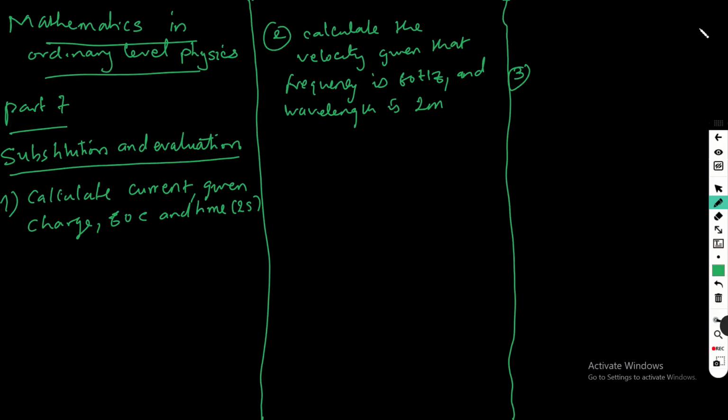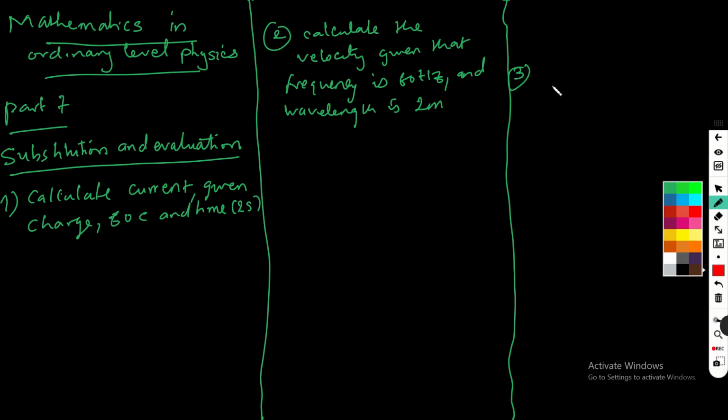Deloved, your physics teacher. Today we'll continue looking at mathematics in ordinary level physics. That's part 7, and we'll be looking at substitution and evaluation. In every physics equation, you always have to evaluate something, and you always have to substitute something. So in physics, you always have equations and you always have to substitute values.